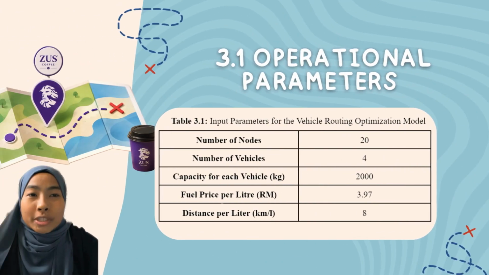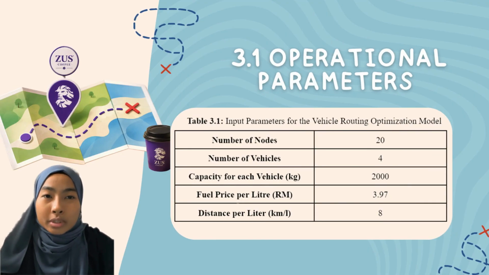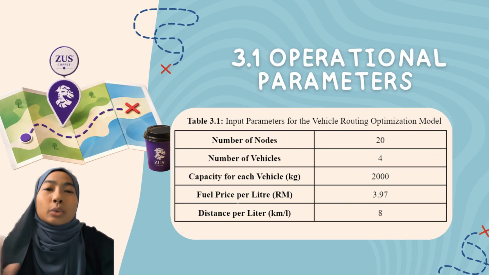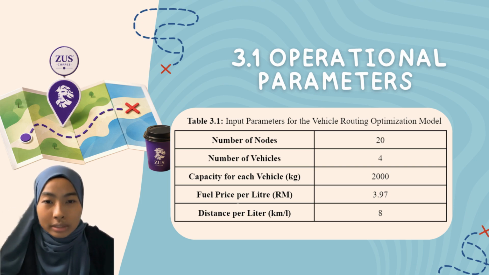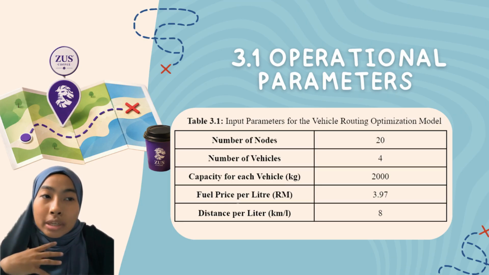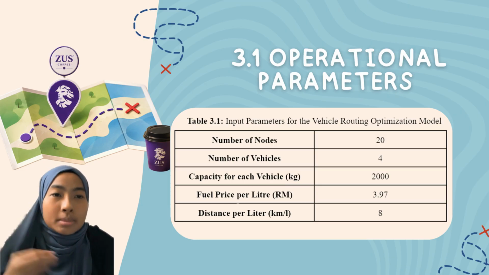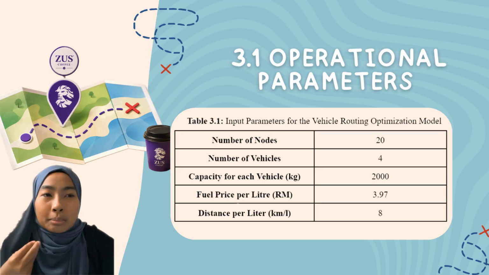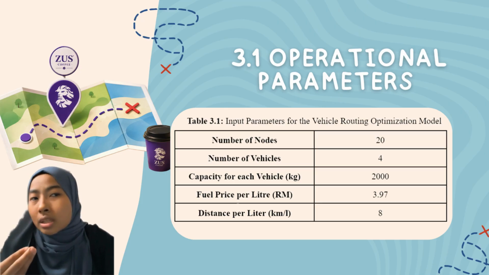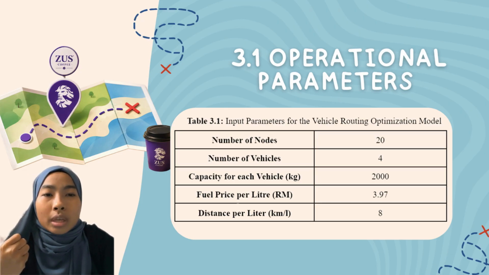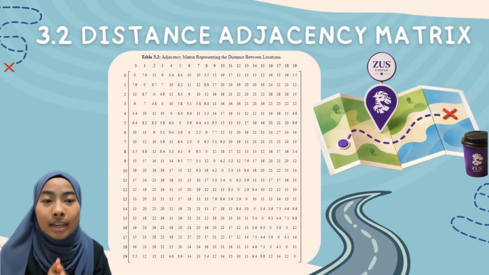Okay, I will begin by introducing the operational parameters used in our route optimization model. As shown in Table 3.1, our delivery network consists of 20 nodes, including 1 source, Zeus Coffee headquarters, and 19 selected outlets in Shah Alam. We use 4 delivery vehicles, each with a carrying capacity of 2,000 kilograms. The model also considers a fuel price of RM 3.97 per liter and a fuel efficiency of 8 kilometers per liter.